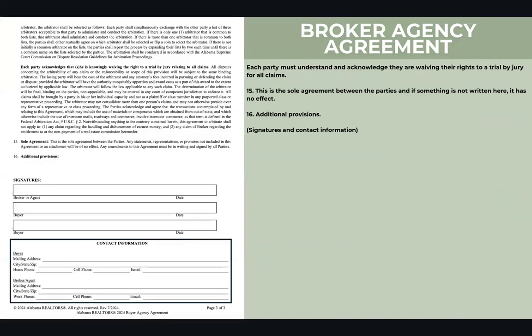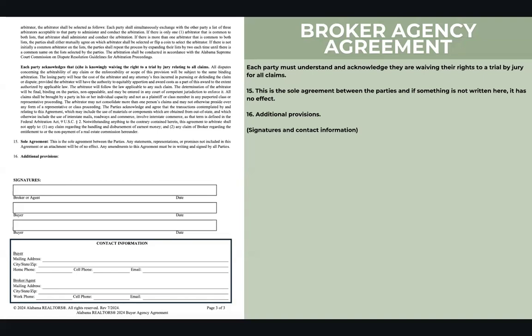And then this is the third page. Each party must understand and acknowledge they are waiving their rights to a trial by jury for all claims. This is a sole agreement between the parties, and if something is not written here, it has no effect. And then number 16, if there are any additional provisions, you would write it there.